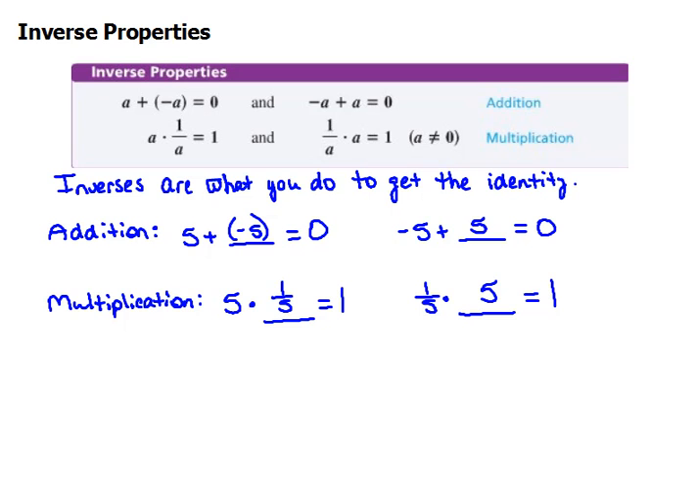5 and 1/5 are called inverses of each other under multiplication because they are the numbers that you would multiply together to get the identity of 1. Inverses for multiplication are also called reciprocals. So a lot of terminology there to be aware of.